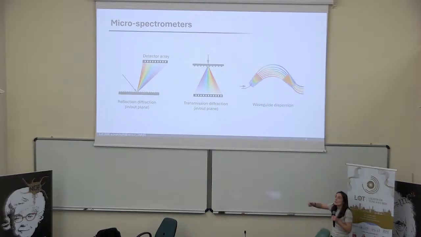So you know that there are many kinds of microspectrometers based on reflection and diffraction, transmission, diffraction gratings, but also more exotic concepts based on waveguide dispersion. Imagine a miniaturized device where you exploit the dispersion of the waveguide. Many waveguides of different lengths can separate the spectral aspects. So it really works like a spectrometer.